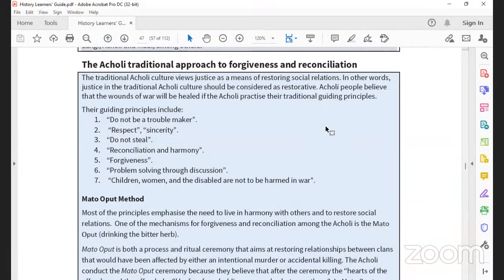Want to look at the traditional Acholi approach to forgiveness and reconciliation. We are saying that the traditional Acholi culture views justice.